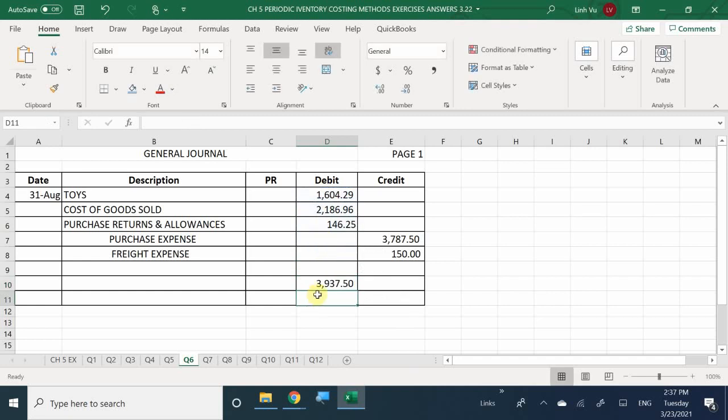So let's go ahead and double confirm that our debits match our credits. Okay? So I got 39.37.50 on the left, 39.37.50 on the right. Okay?